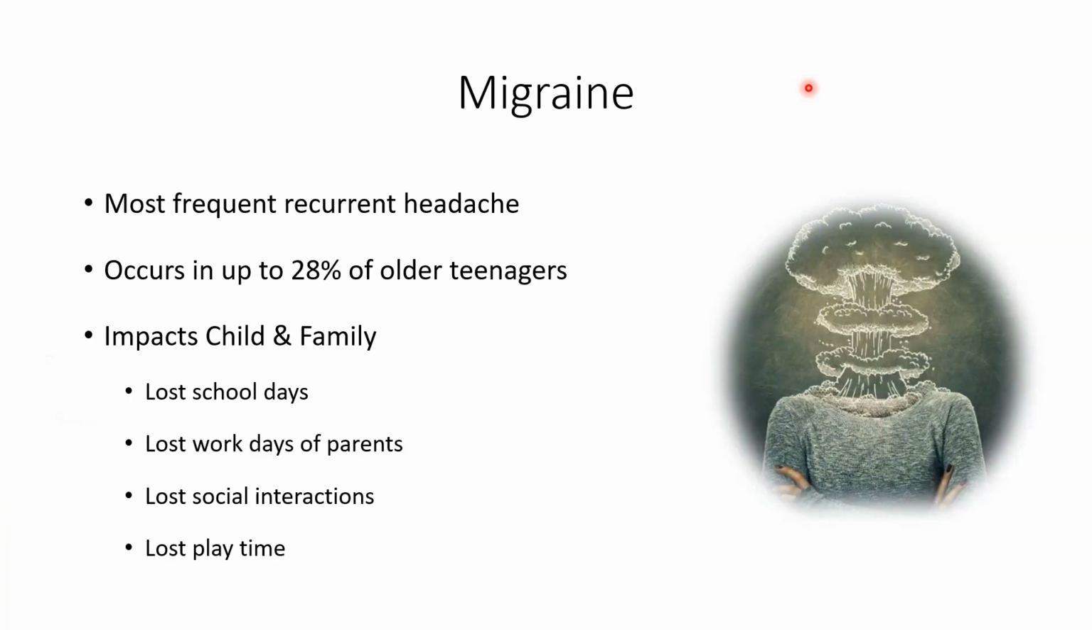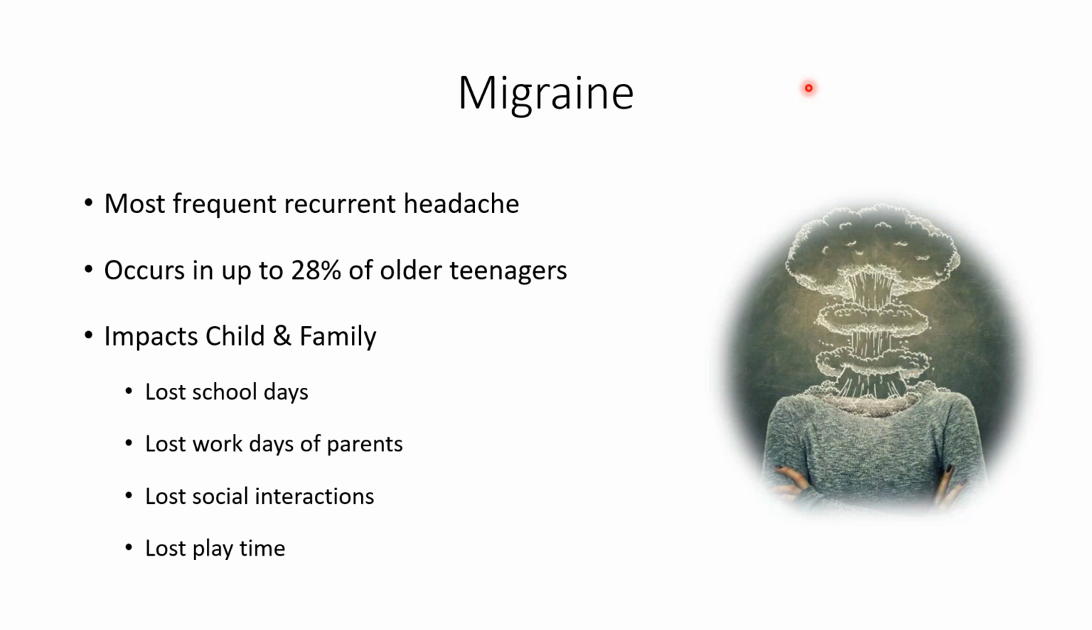So now we come to the most common primary headache, which is migraine. It is the most frequent recurrent headache and occurs in approximately 28% of older teenage individuals. Again, more than 14 years, it is more commonly seen in females. It has a grave impact on the child and the family.